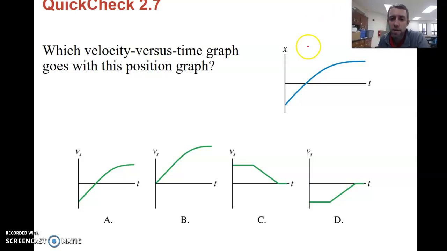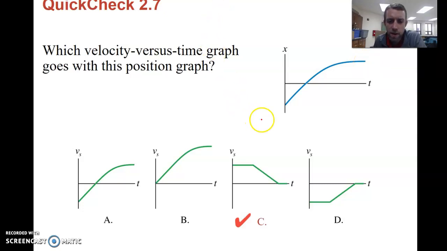So right here in this, we see an object moving kind of fast, and then the slope getting flatter, which means that it's slowing. So if it's slowing down, now we know that the velocity has to be heading towards 0. So it's either C or D. And we have C up here, right? Because the slope is positive the entire time.